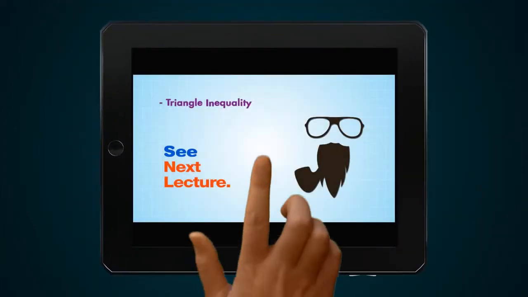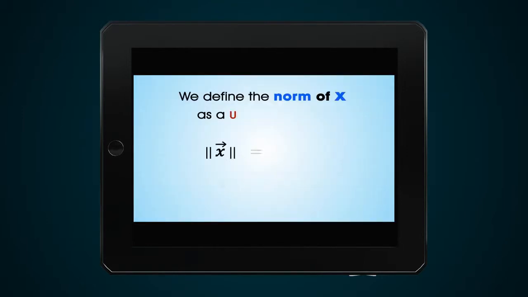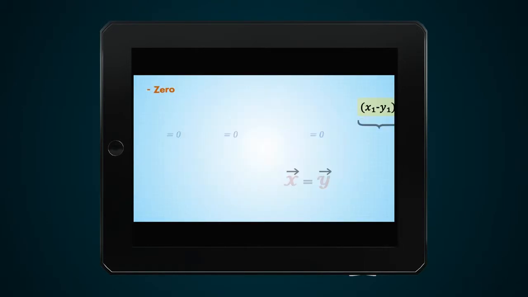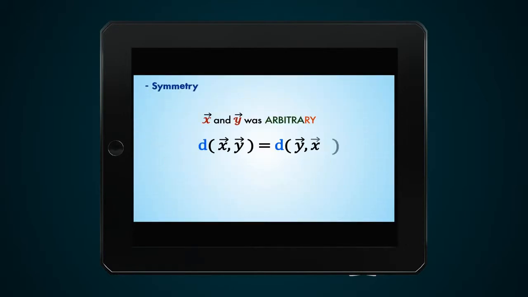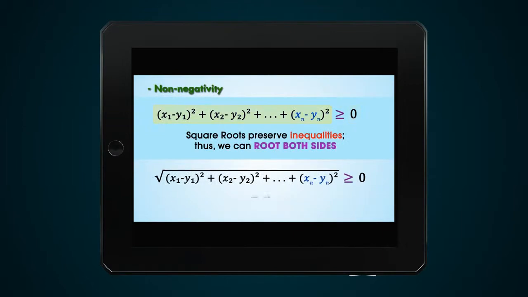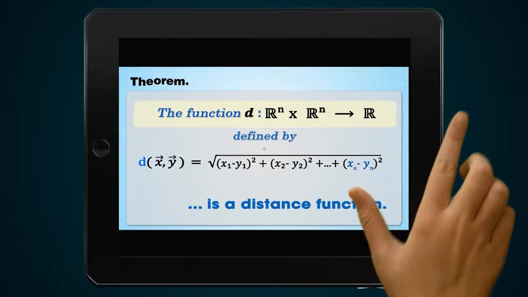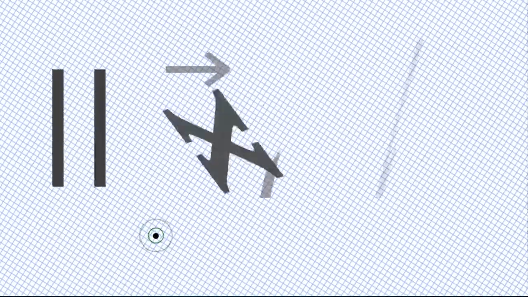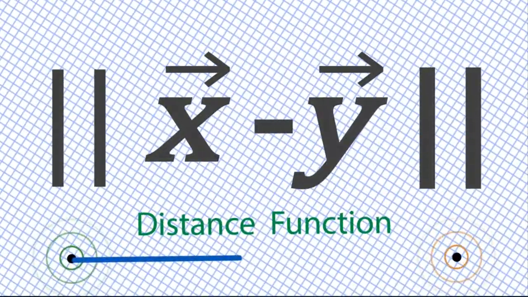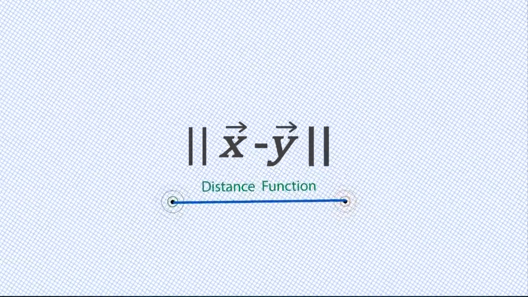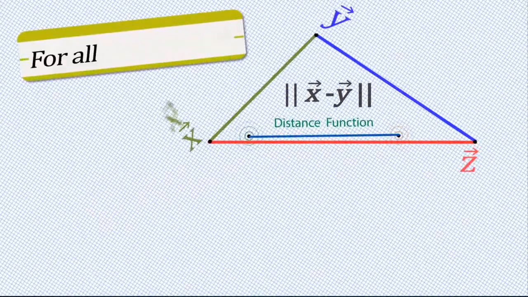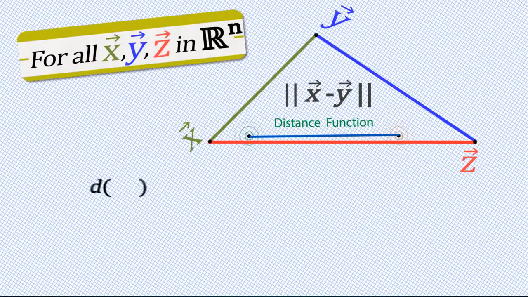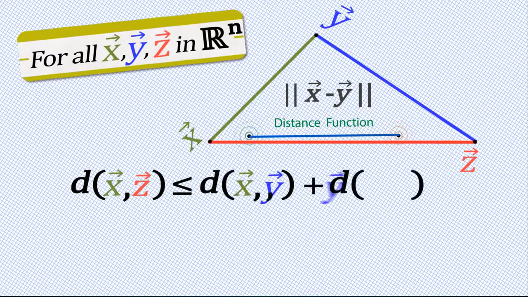As promised in the previous chapter, we will complete our proof that the norm of x minus y is a distance function. All that was left to prove was the triangle inequality. For all x, y and z in Rn, d(x,z) is less than or equal to d(x,y) plus d(y,z).